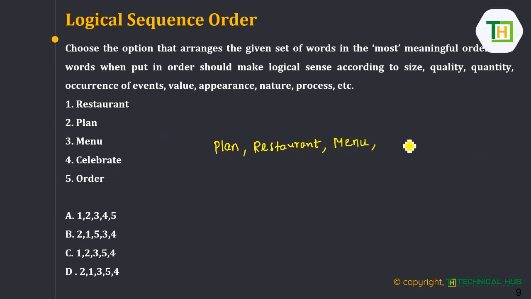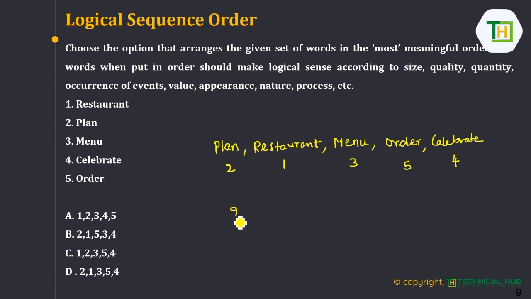After seeing the menu, you will order whatever food you want. And after that, celebrate. You'll receive the order and you can celebrate, right? This is the occurrence of events. So what is the plan? The second option, restaurant, is the first option. That means the first point is the restaurant, the menu is the third, order is the fifth one, and celebrate is the fourth one.